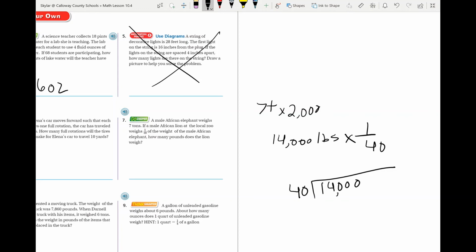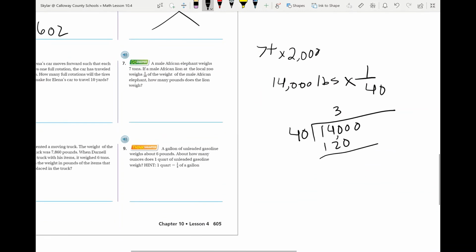So 40 will go into 140 3 times, because that'll give you 120. If we subtract that, we'll get 20, bring down our 0. 40 will go into 200 5 times. We'll have 0 left over, bring down your 0, and 40 will go into 0 0 times. So that male African lion weighs 350 pounds.